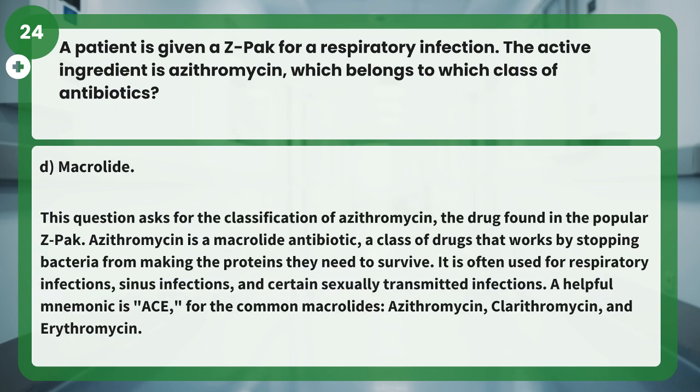Answer: D. Macrolide. This question asks for the classification of azithromycin, the drug found in the popular Z-Pak. Azithromycin is a macrolide antibiotic, a class of drugs that works by stopping bacteria from making the proteins they need to survive. It is often used for respiratory infections, sinus infections, and certain sexually transmitted infections. A helpful mnemonic is ACE, for the common macrolides, azithromycin, clarithromycin, and erythromycin.